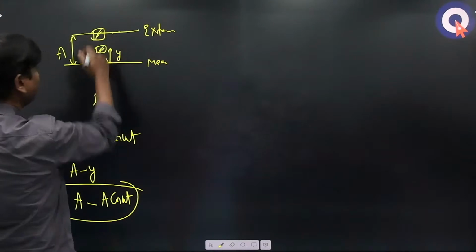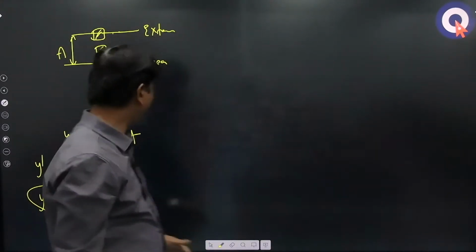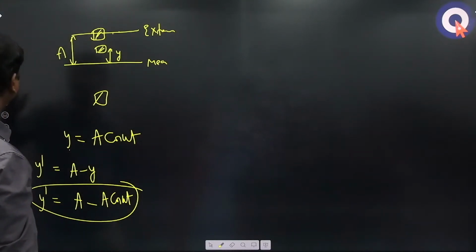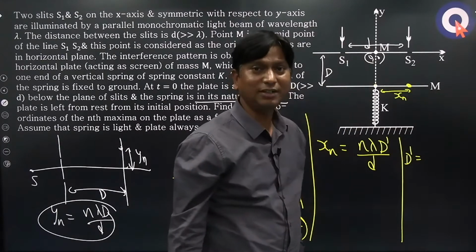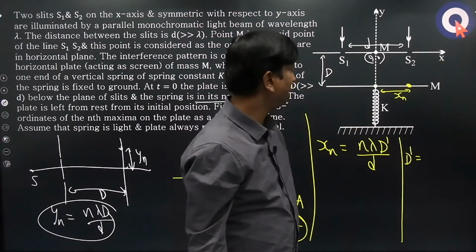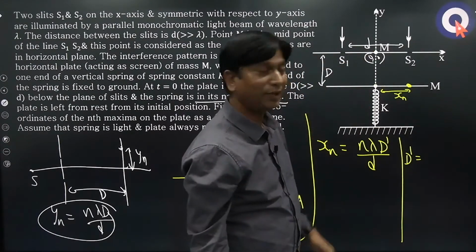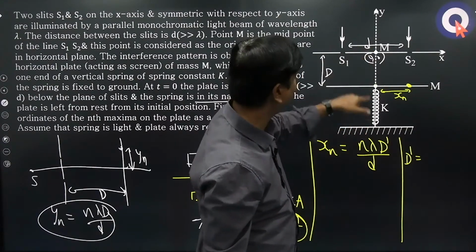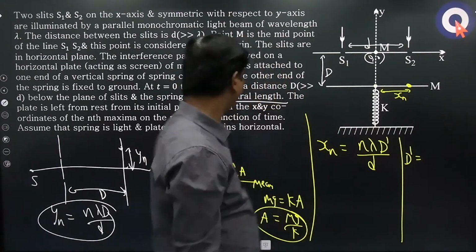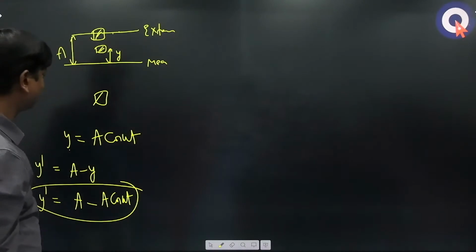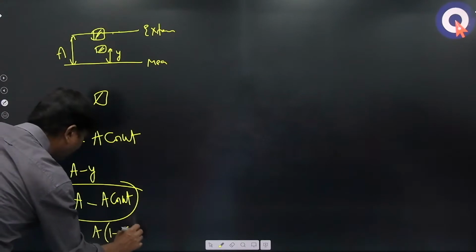Why do I want to write from the extreme position? Because finally I have to take the D dash from here. That is the main thing. That is why I have to get the distance of this plate from this point. First I will take it from the extreme position, because if I already add capital D, the problem is solved. Right or not? So simple: y dash is equal to A into 1 minus cos omega t.